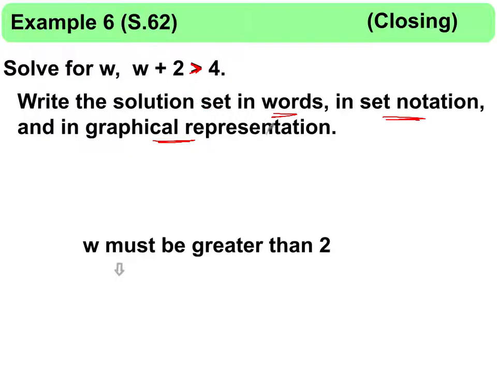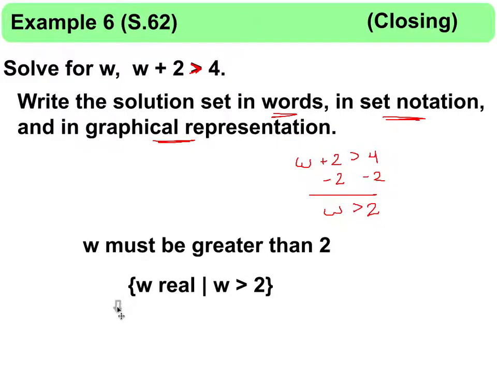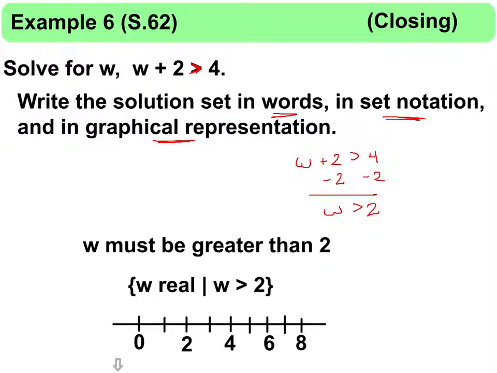How did we get the greater than 2? Well, if I take my w plus my 2 and I say greater than 4, if I subtract 2 on both sides, then I get w is greater than 2, or 4 minus 2 equals 2. And so w must be greater than 2. In set notation, it will be w within the domain of all real numbers, where w must be greater than 2. And if we graph that on a number line, we would have our number line here.